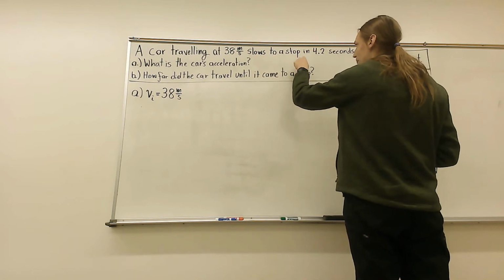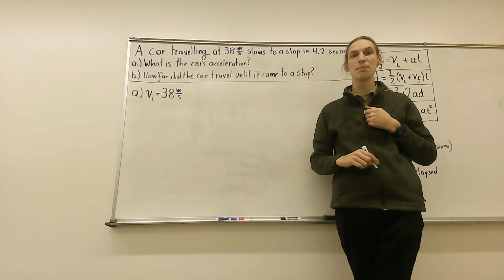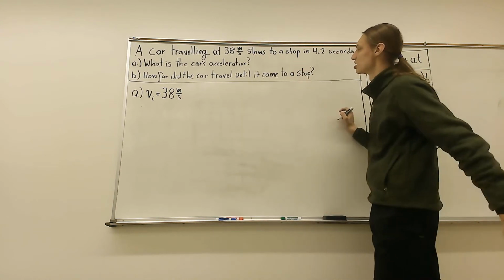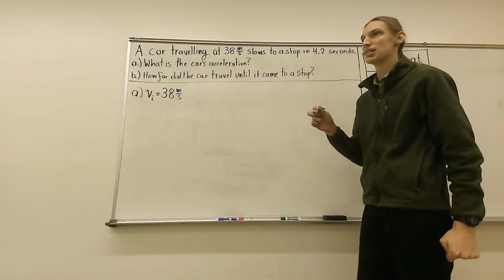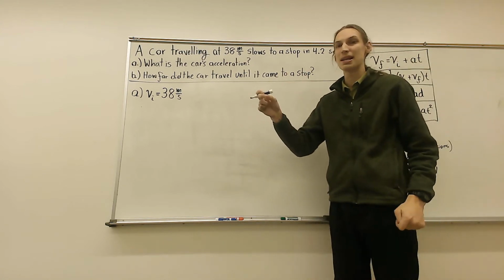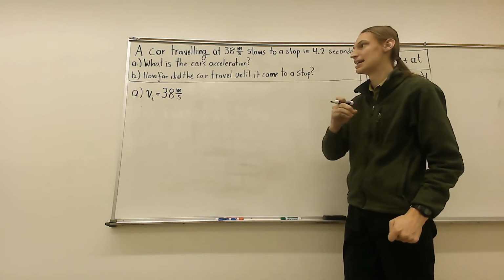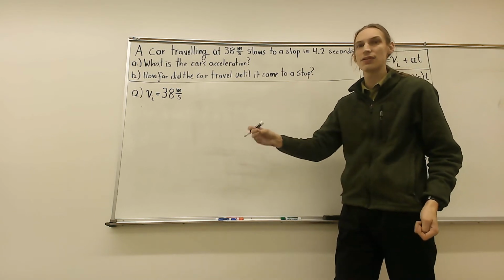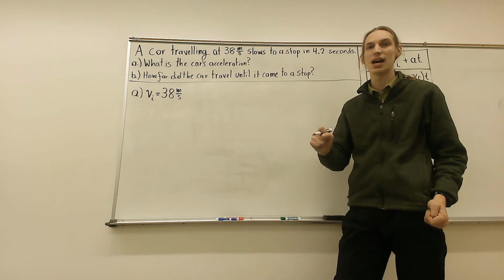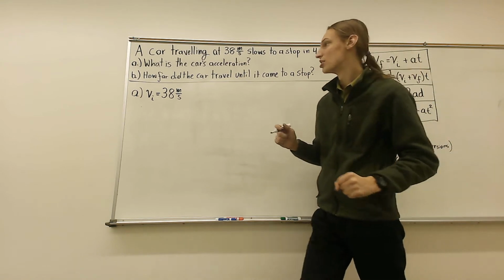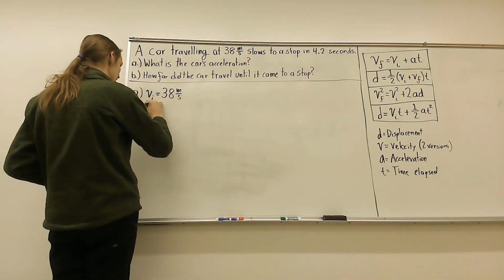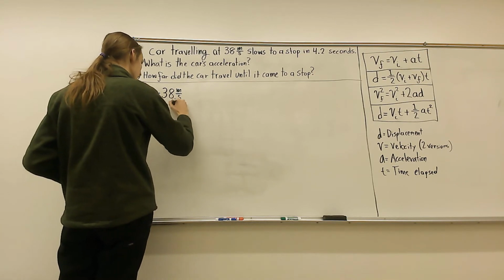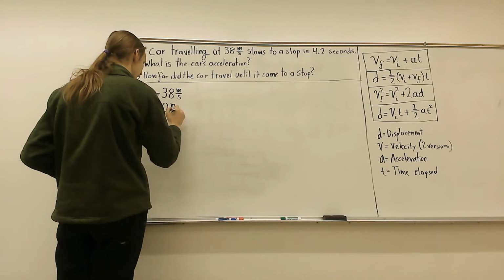Slows to a stop. There aren't any numbers in this, but there's actually some information in this phrase, slows to a stop. When something goes to a stop, that means at the end of that period, it's not moving. Another way of saying that is at the end of the time period, its final velocity is 0. So that's our second bit of information here. V sub f equals 0 meters per second.